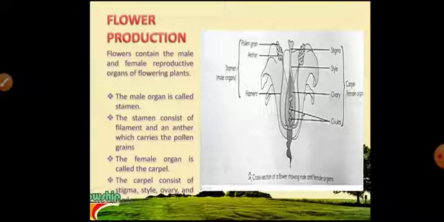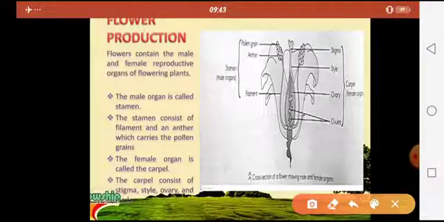Okay, let's learn about the flower's body parts. Flowers contain the male and female reproductive organs of flowering plants. We start from the male organ. The male organ is called the stamen. The stamen consists of the filament here, and an anther which carries the pollen grain.